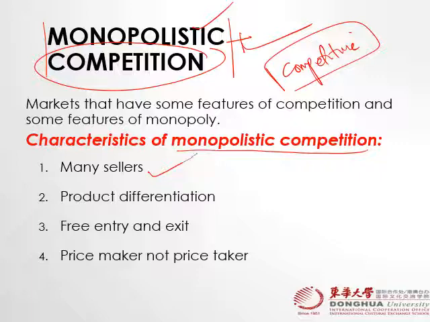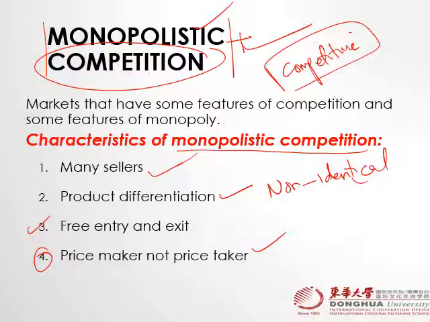Okay, so the characteristics of monopolistic competition is that there are many sellers. In addition to many sellers, the next one is product differentiation, which means there is no identical product. Products are not identical. We have non-identical products. Free entry and exit. And the fourth one is price maker, not price taker.